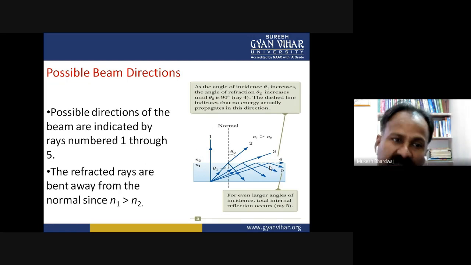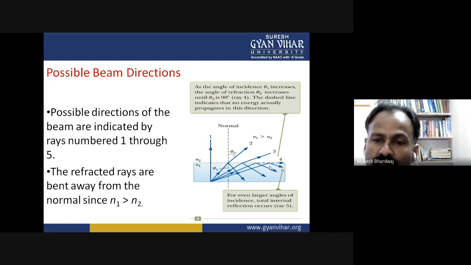Possible directions of the beam are indicated by the rays numbered 1 through 5. In the pictorial representation, you see the possible directions of the beam indicated from ray 1 to 5. The refracted rays are bent away from the normal since n1 is greater than n2.